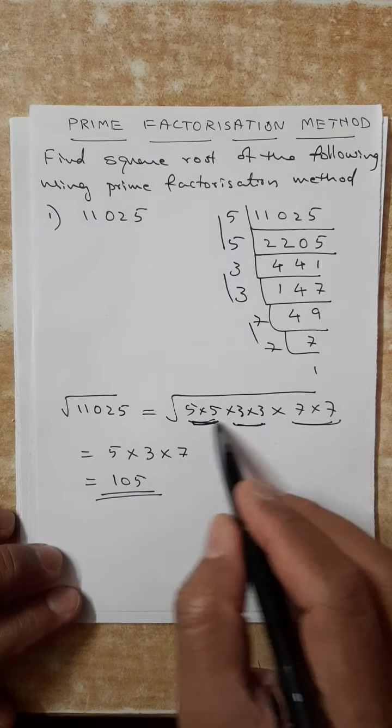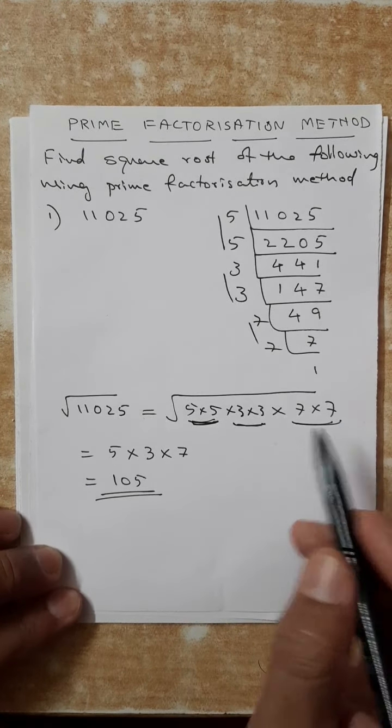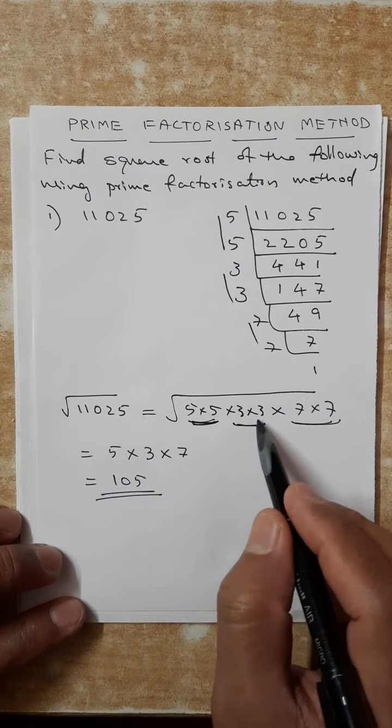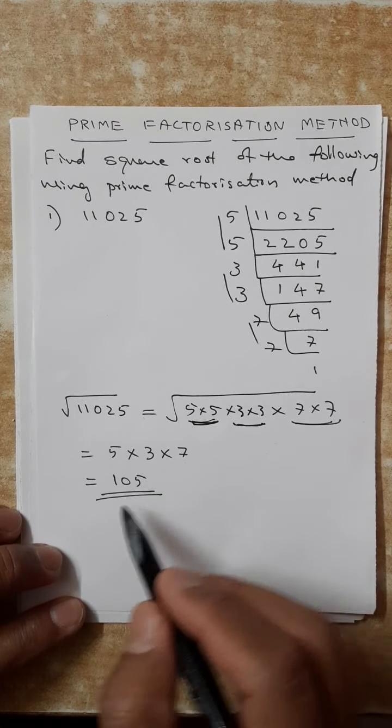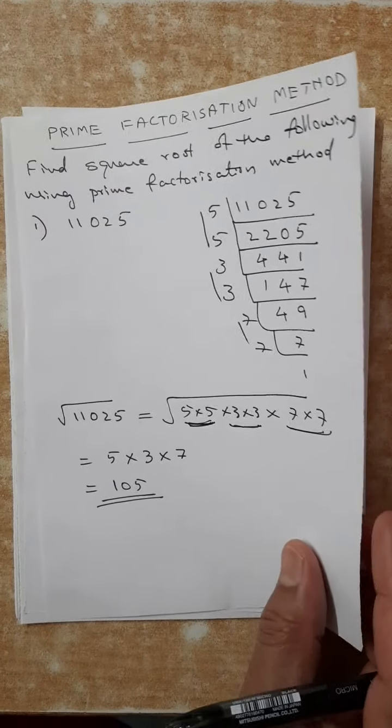Breaking it as a product of prime numbers. These are prime numbers. Prime numbers means maximum broken into small. 5 into 5, 3 into 3, 7 into 7, 1 5 from here, 1 3 from here, 1 7 from here. So product is 105. Let me take a next question.